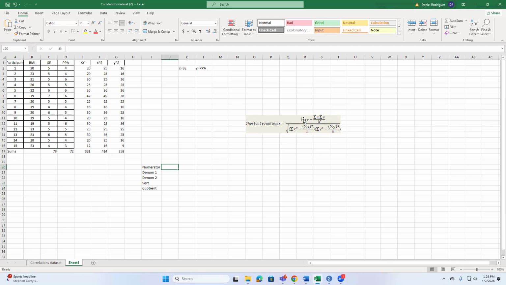All right, so first I need sum of x times y, right? That's right here, sum of x times y. So I'm going to hit an equal sign in here. Highlight this first cell here.